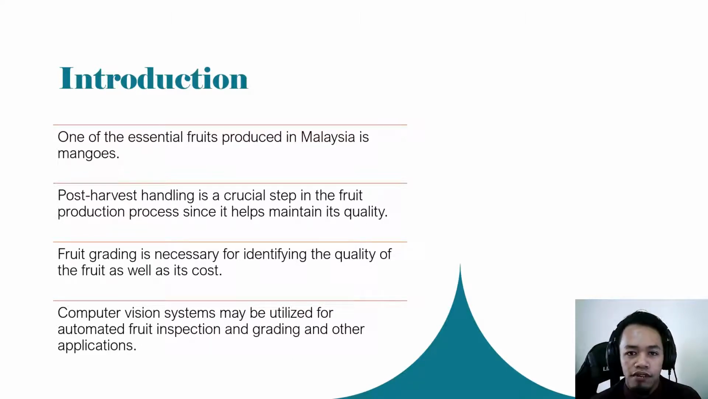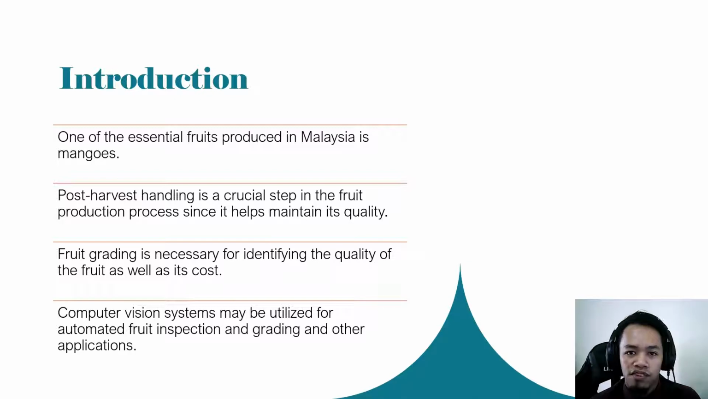Post-harvest takes quite a long time to classify the mango grade. Next, fruit grading is necessary to identify the quality of the fruit as well as its cost. Many local farmers still heavily rely on human labor to grade their fruit. Following the grade recommendation set out by the Federal Agriculture Marketing Authority of Malaysia (FAMA), the fruits are assessed according to their size, maturity index, and presence of exterior flaws.